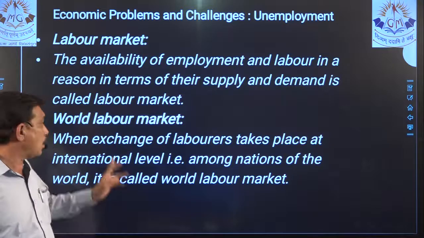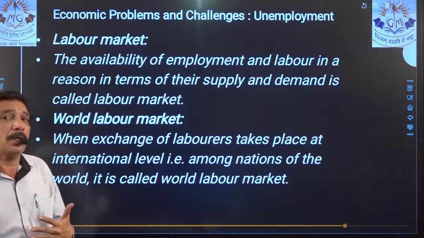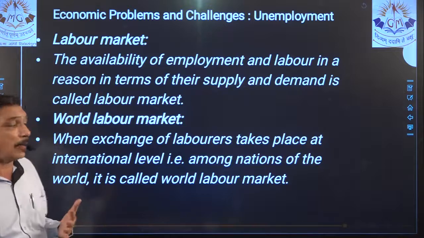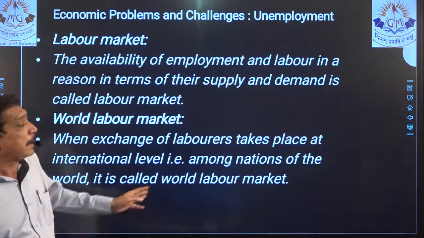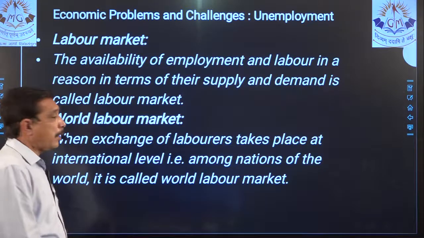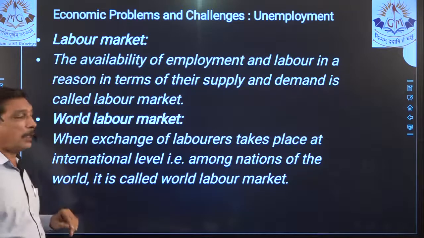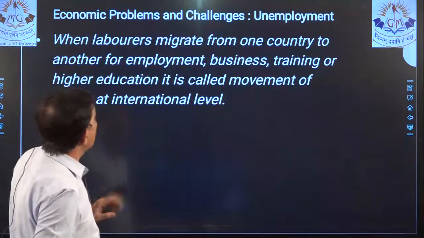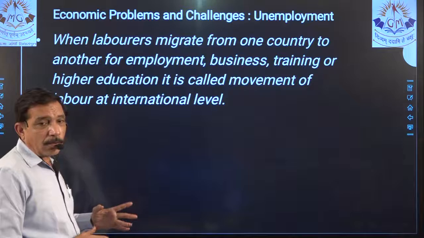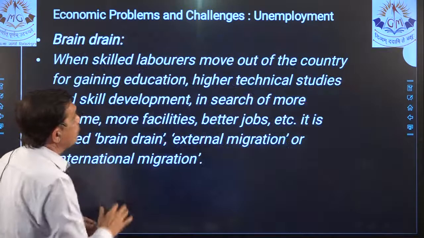What is world labor market? You have to define it. When exchange of labor takes place at international level, that means among the nations of the world, then it's called a world labor market. So world labor market is an independent question. When laborers migrate from one country to another, this happens.